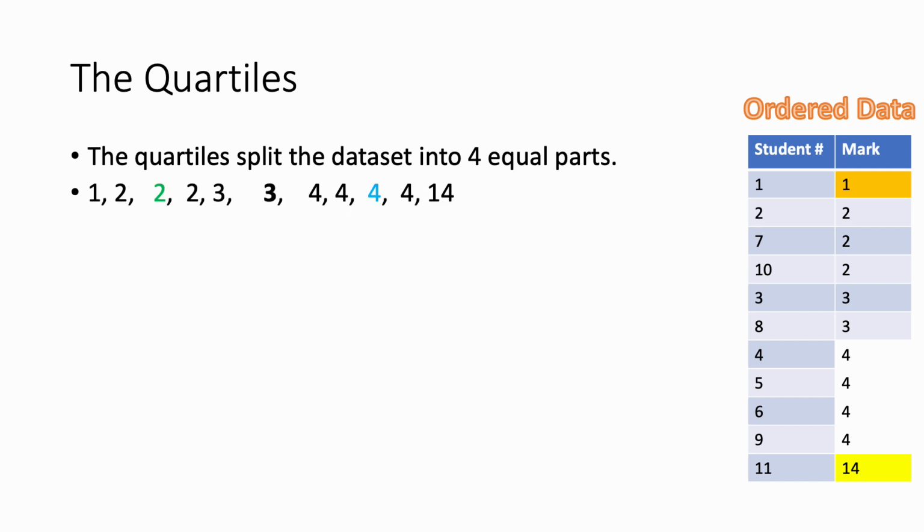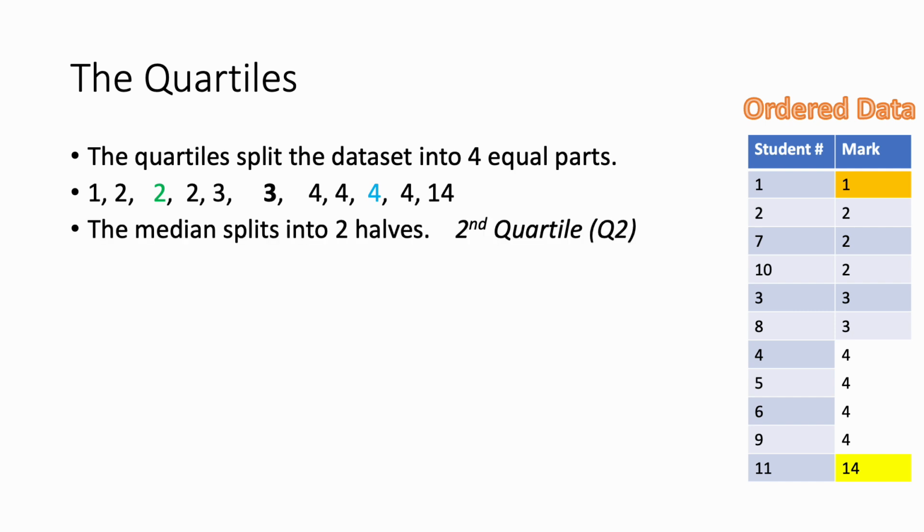Suppose we have the student data set we used earlier. This appears on the table on the right side. I've also ordered it for you, and I have laid out the mark column horizontally in this row as well to make it easy to read.